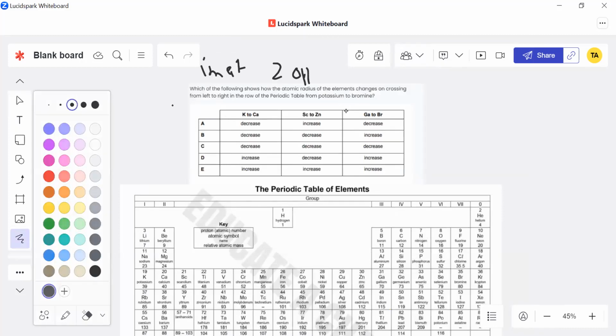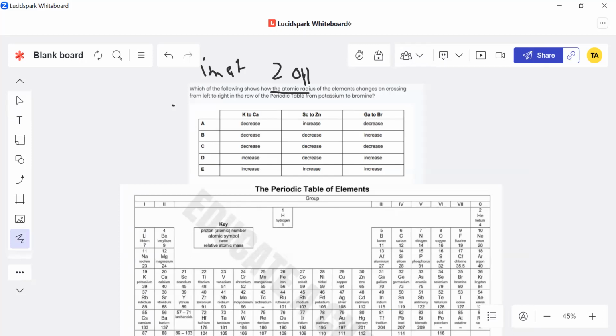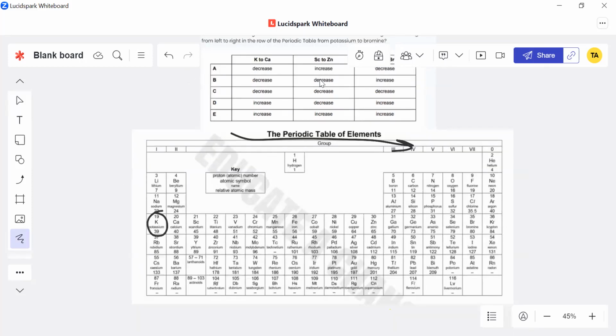Which of the following shows how the atomic radius of elements changes going from left to right in the row of the periodic table from potassium to bromine? So where is potassium? This is potassium and this is bromine. So they're saying this is related to period 3. Remember, this is period 1, period 2. This is period 3. Sorry, this is period 4. D. Someone said D.